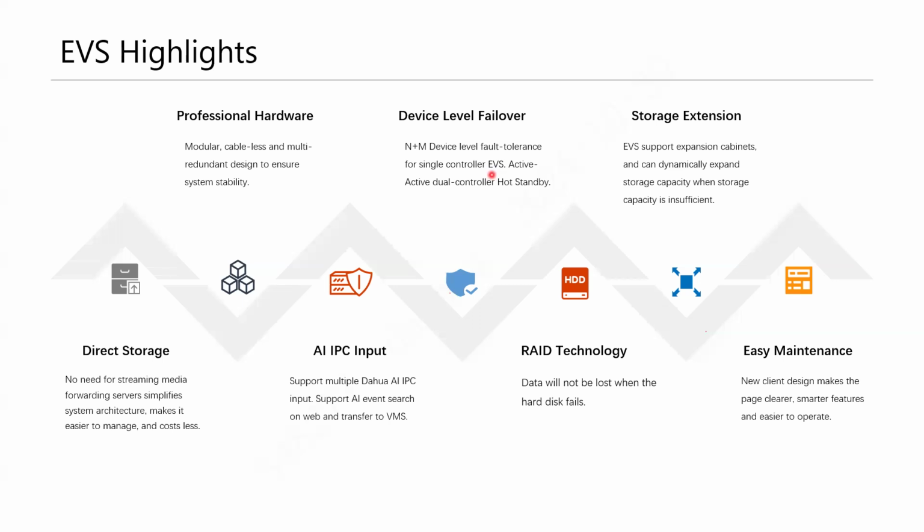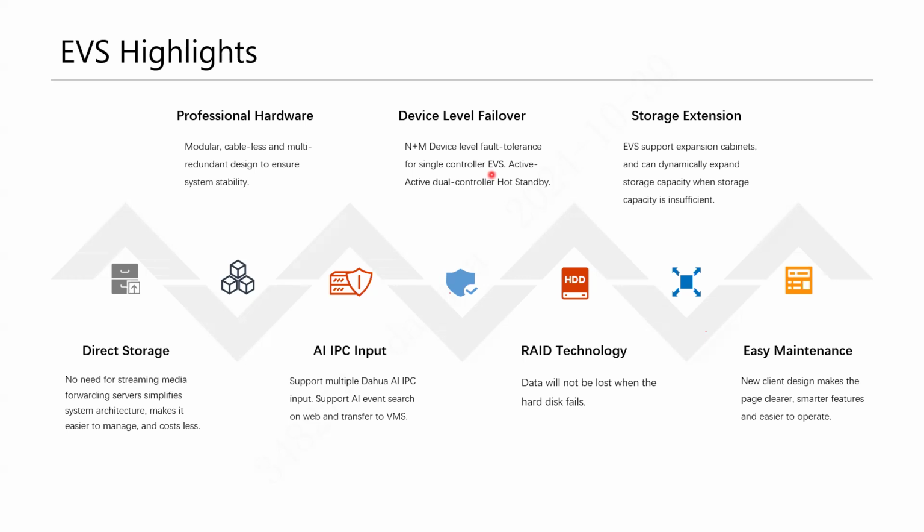Then again, we have the RAID technology, which is another highlight within the EVS, whereby data will not be lost when the hard disk fails, simply because this supports multiple RAID functions, such as RAID level 0, level 1, level 5, RAID level 6, level 10, level 50, and level 60. So in those cases, you can choose one of those particular RAID levels, just to ensure that you can protect your data, and again create redundancy over the data, so that it is well protected.